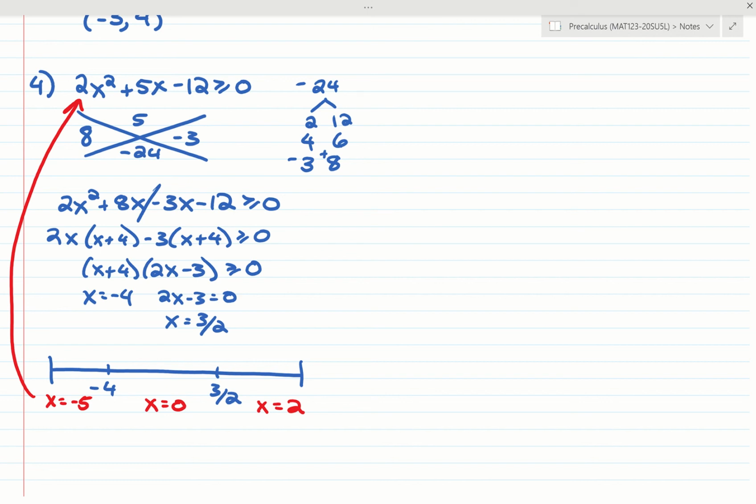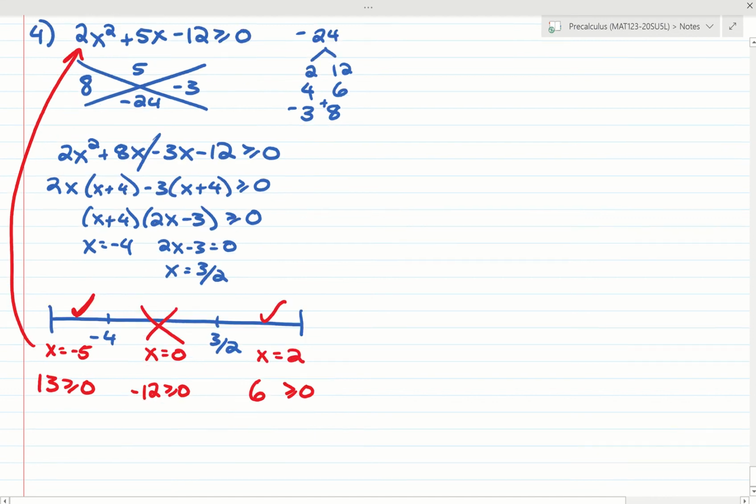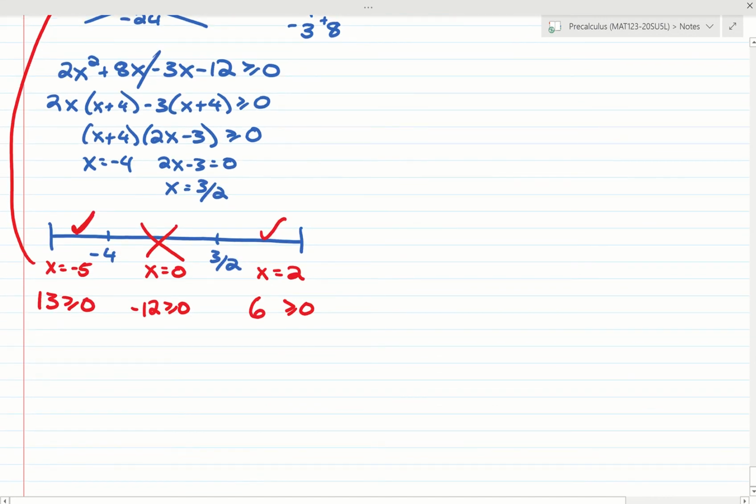And let's see here. I'm going to do -5. I'm going to plug it in for all the x's, and we get 13 is greater than or equal to 0. So that region's going to work: all numbers less than -4. How about 0? We get -12 is greater than or equal to 0. No, that's no good. And then we'll try 2 in for all the x's. If you were to plug 2 in, you get 6 is greater than or equal to 0. That is true.